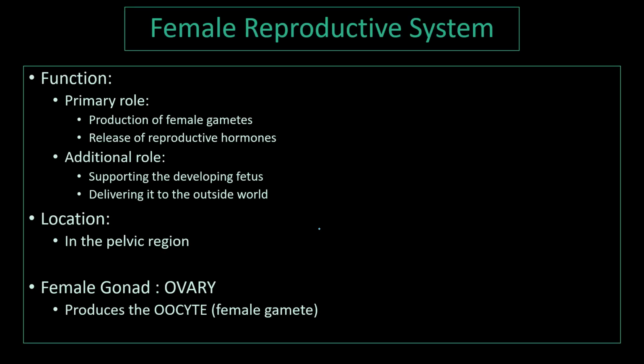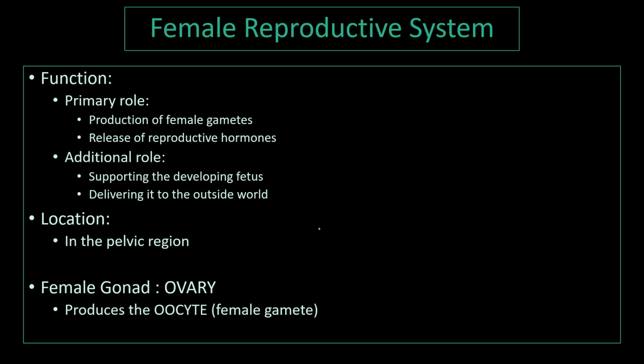Now let us talk about the female reproductive system. The primary role of the female reproductive system is the production of human female gametes and release of the reproductive hormones. But along with this, there are certain additional roles played by the female reproductive system, that is to support the developing fetus and also to deliver this fetus outside into the world.